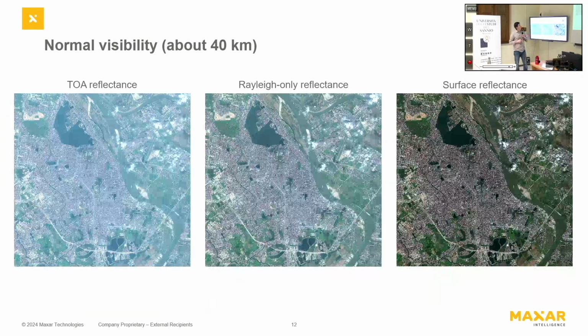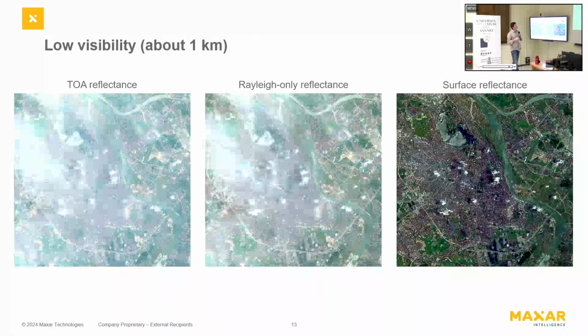But you can see some effects here. This is top-of-atmosphere reflectance. You're out of space, everything is blue. This is still better than just working with digital numbers. Like, at least this is normalized in some way. If you do Rayleigh only, you kind of remove the bluish color. You can see this lake is more blue than over here. With surface reflectance, you get true colors. So those two are really, really easy to get. This one, you need to do a lot more.